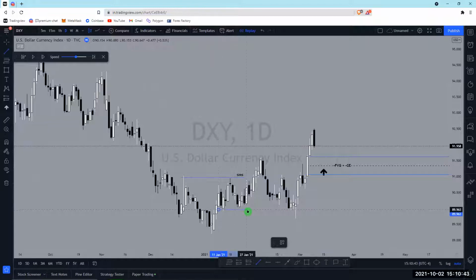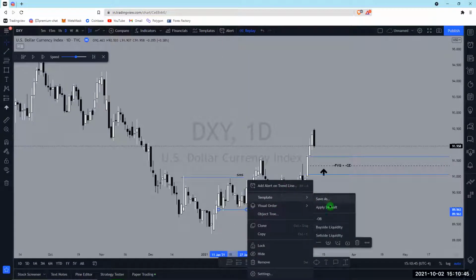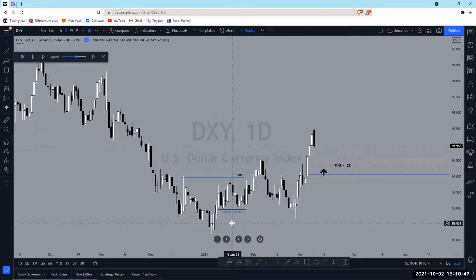So we have sell side liquidity here, which is always going to be resting below equal lows. Previous days, weeks, and months, highs and lows. That's where the majority of your liquidity will be resting.